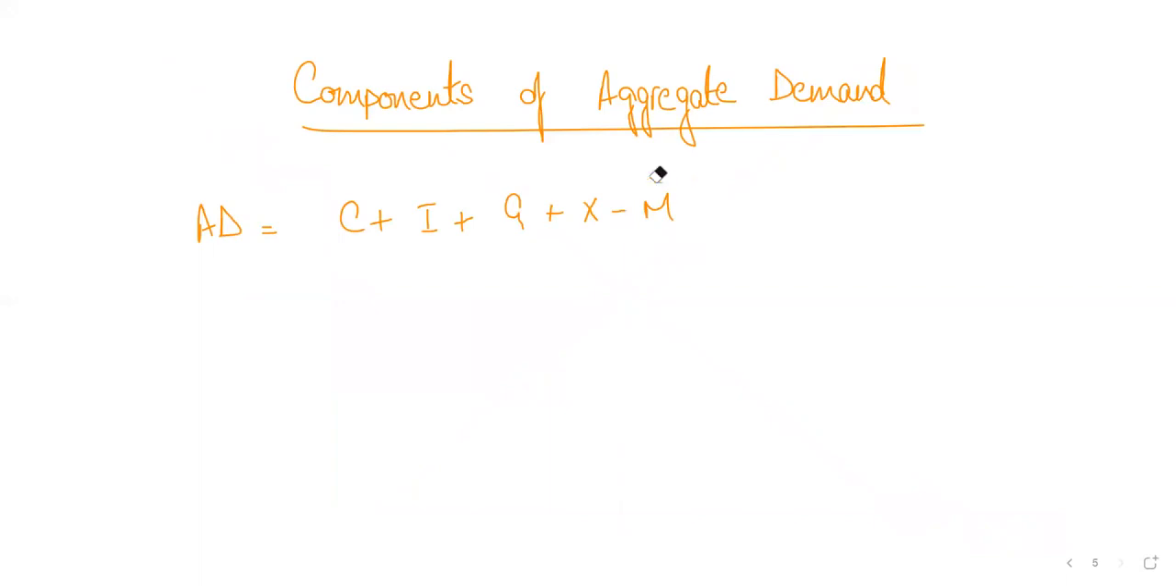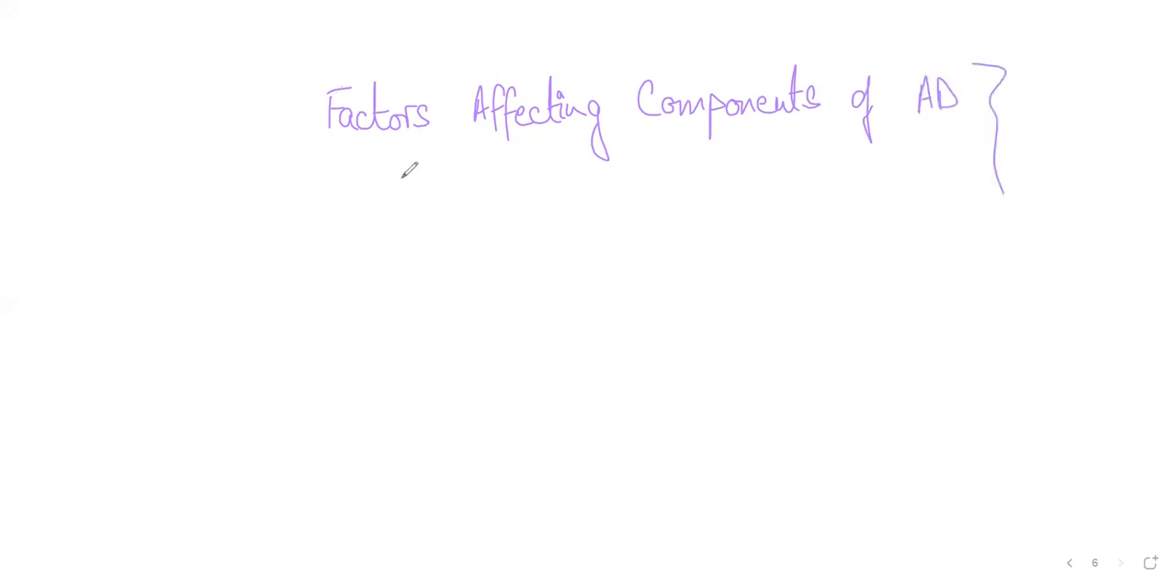Okay. Now the next thing that we'll talk about is factors affecting components of aggregate demand. Why is that important? Now I'll tell you why. Unless we know what factors affect these components, we don't know what will affect aggregate demand. I repeat, aggregate demand is made up of 5 components that we just saw, right? Now, what we are about to do is look at factors that affect these components. Why? Because once we identify what factors affect these components, only then will we be able to identify what things affect aggregate demand. Is it making sense?